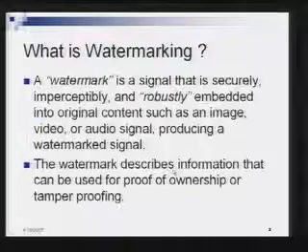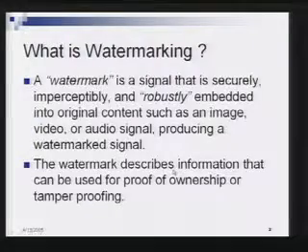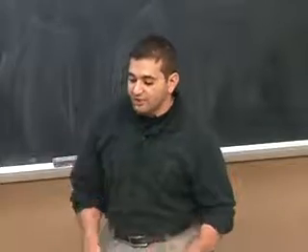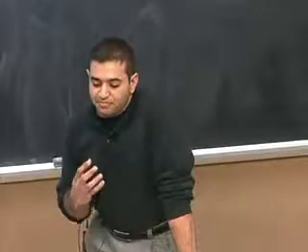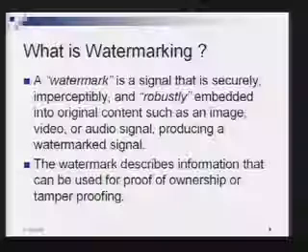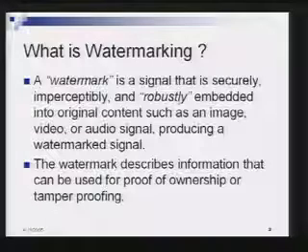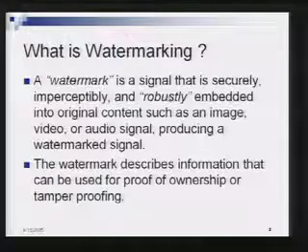Okay. So what is watermarking? So a watermark is a signal. In our case, it's a stream of bits. It's a signal that is securely and imperceptibly and robustly embedded into the original content, producing a watermarked signal. So why did I highlight robustly here? Because there are two types of watermarks. There is a watermark which is robust, and there is a watermark which is fragile. And according to the application, we would like to design a robust watermark or a fragile watermark.